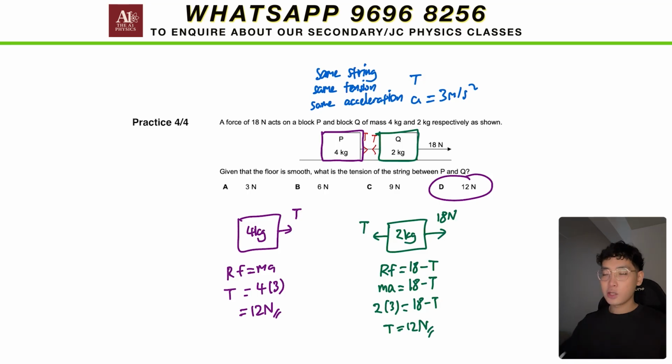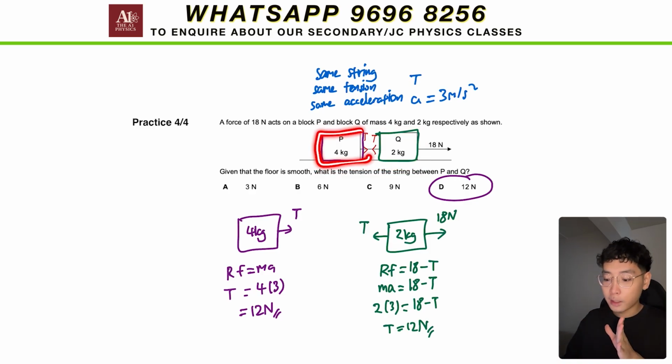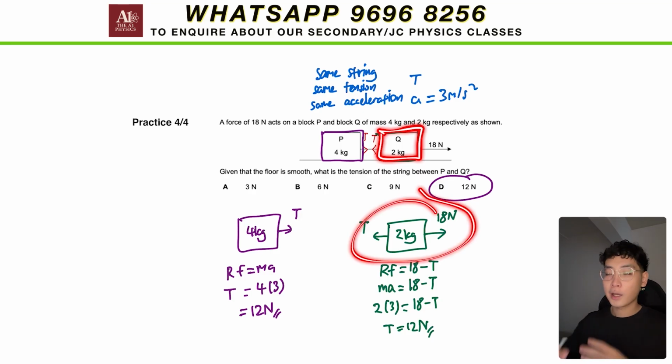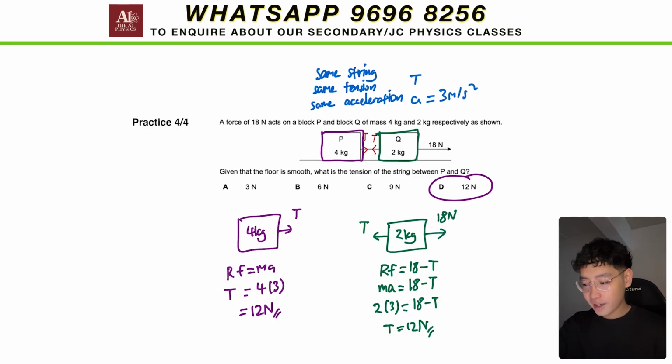So the idea is that you can combine this whole thing and make a resultant force equation. You can make a resultant force equation for P alone. You can also make a resultant force equation for Q alone. You can break it down into smaller parts to make your resultant force equation. Okay, so that's the section on resultant force, and in the next section we'll be talking about Newton's laws.